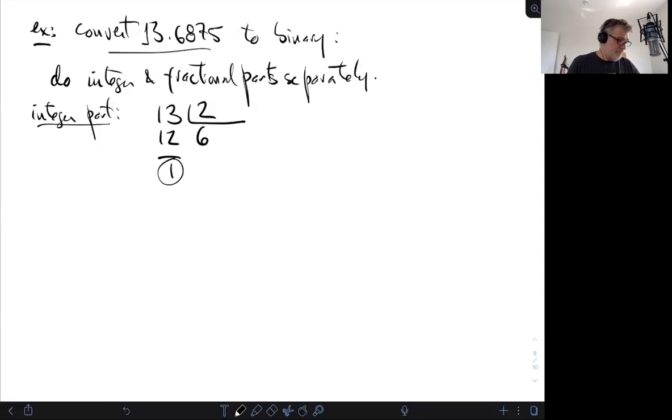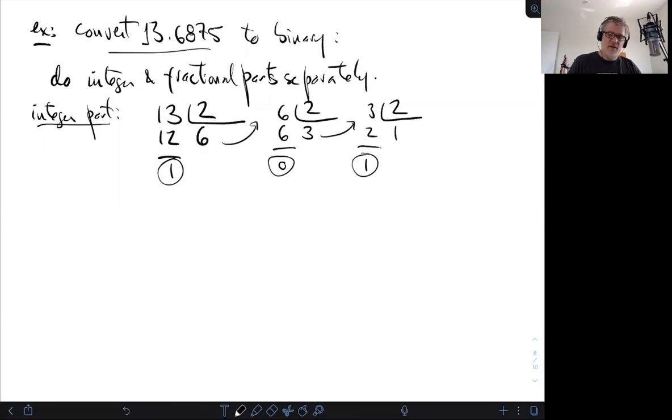Remainder of 1. 6 divided by 2. 2 times 3 is 6. Remainder of 0. 3 divided by 2. 1 times 2 is 2. Remainder of 1. 1 divided by 2. Careful with that. How many times does it go? Does 2 go into 1? Goes 0 times. But there's a remainder of 1. Okay? But then you stop.